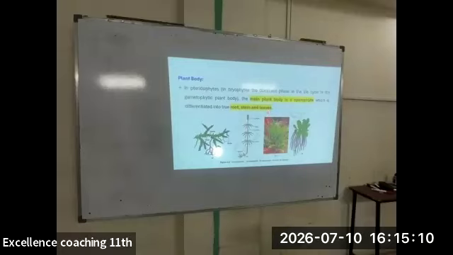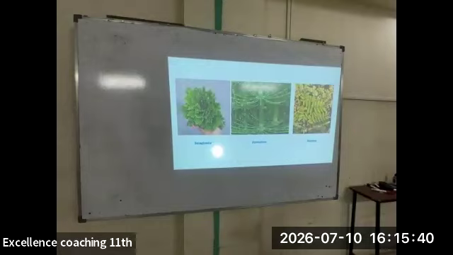Fine. So this is the first example. The names are here below. You can see in your textbook also. Selaginella. This is Equisetum. And this is obviously fern. This is Salvinia. So this is Selaginella, this is Equisetum, fern, which you have already seen, and this is Salvinia.